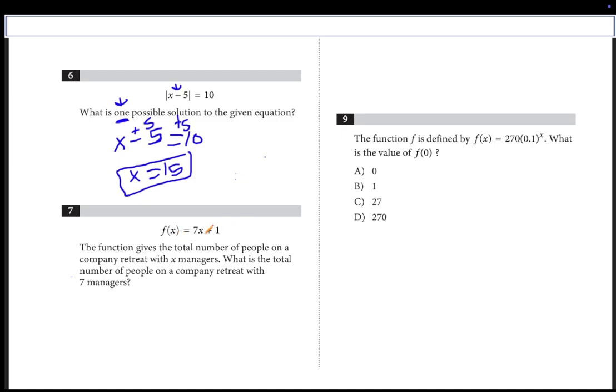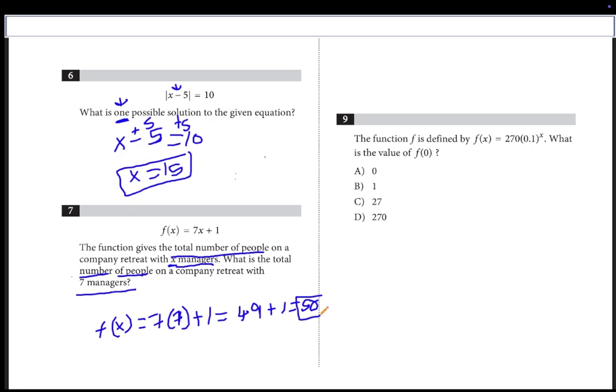So here, number 7. f of x is equal to 7x plus 1. The function gives the total number of people on a company tree with x managers. What is the total number of people on a company tree with 7 managers? So here we know that our managers is our x, and we have 7 managers. So we can just input this in our equation as f of x is equal to 7 times 7, as we input 7 for our x, plus 1. Now we just simplify. 7 times 7 is 49. 49 plus 1 is equal to 50. So that means the total number of people is 50.